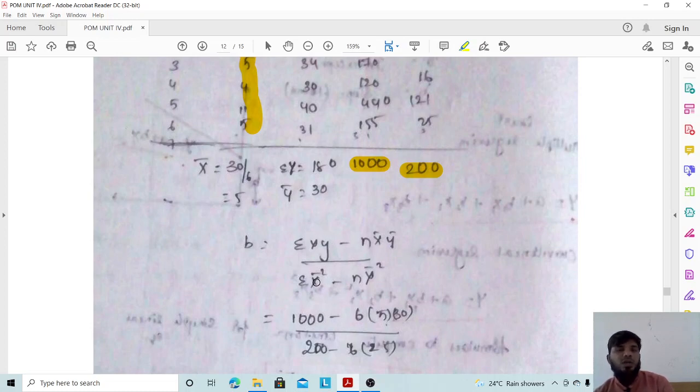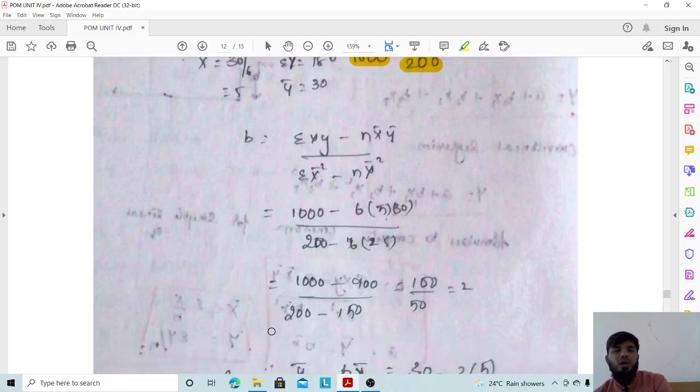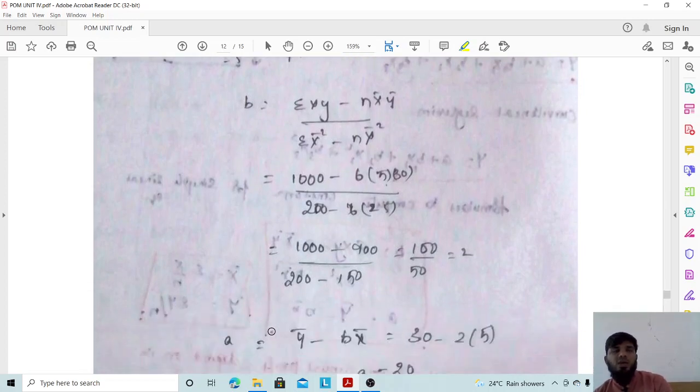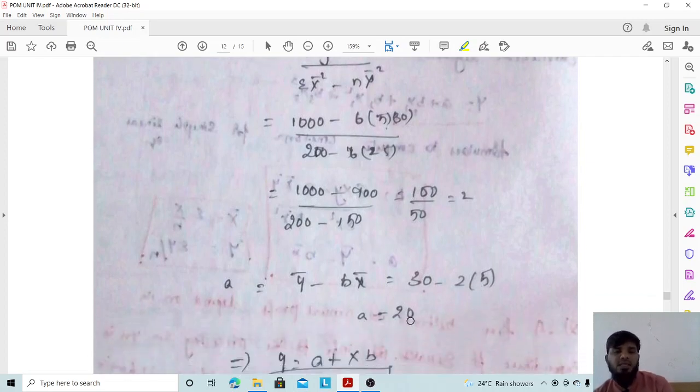Next is summation of x square, which is 200 minus 6 into 25, and then you will get the value of B. Once you get the value of B, you know how to calculate the A value. A is equal to y bar minus b into x bar, that is 30 minus 2 into 5. So you are going to get the value of A as 20.